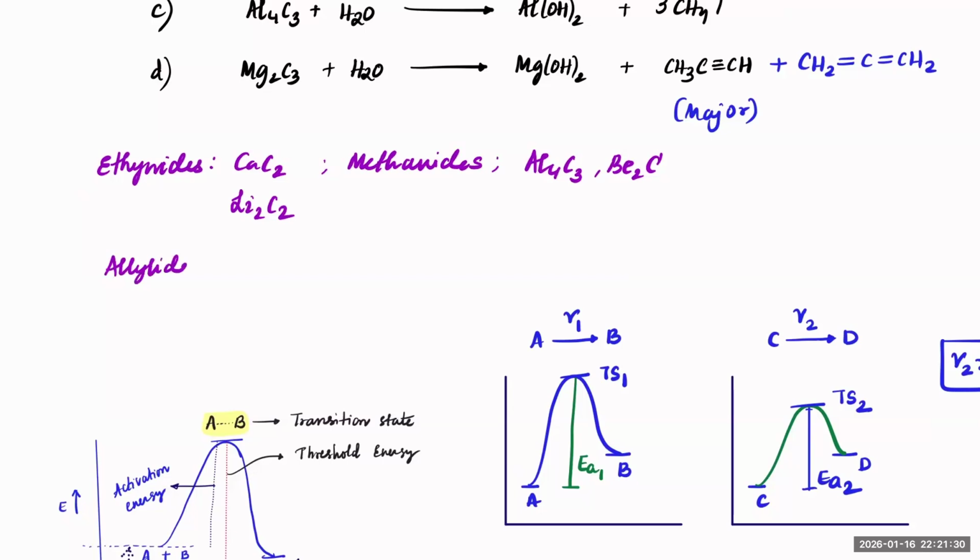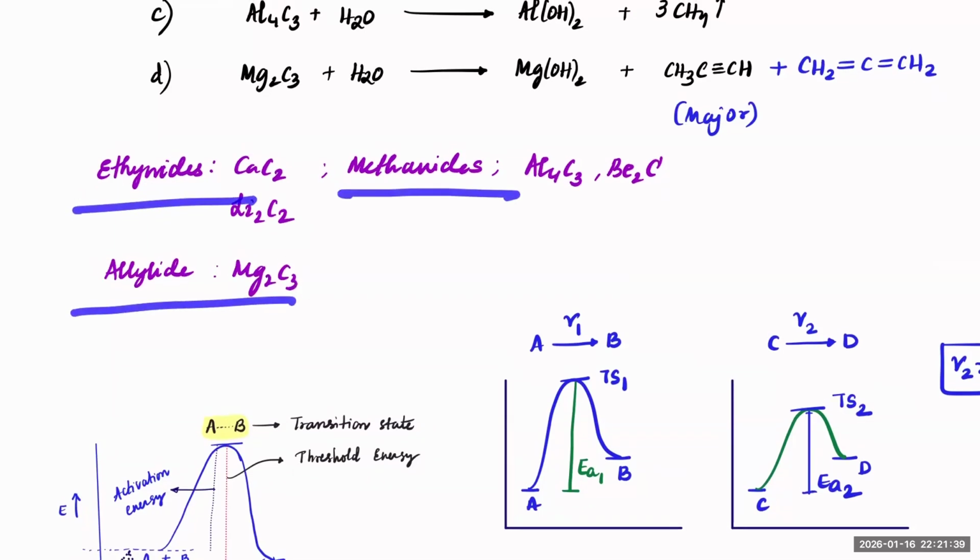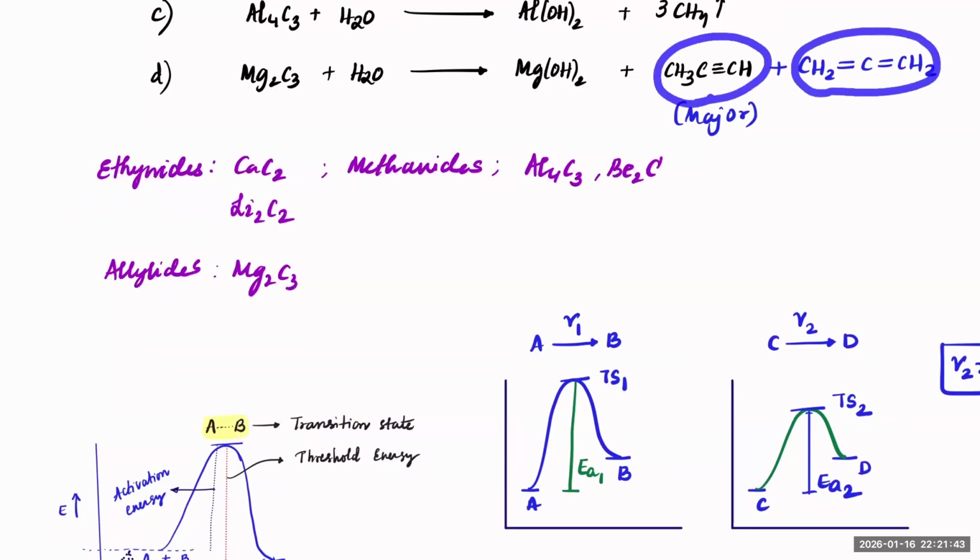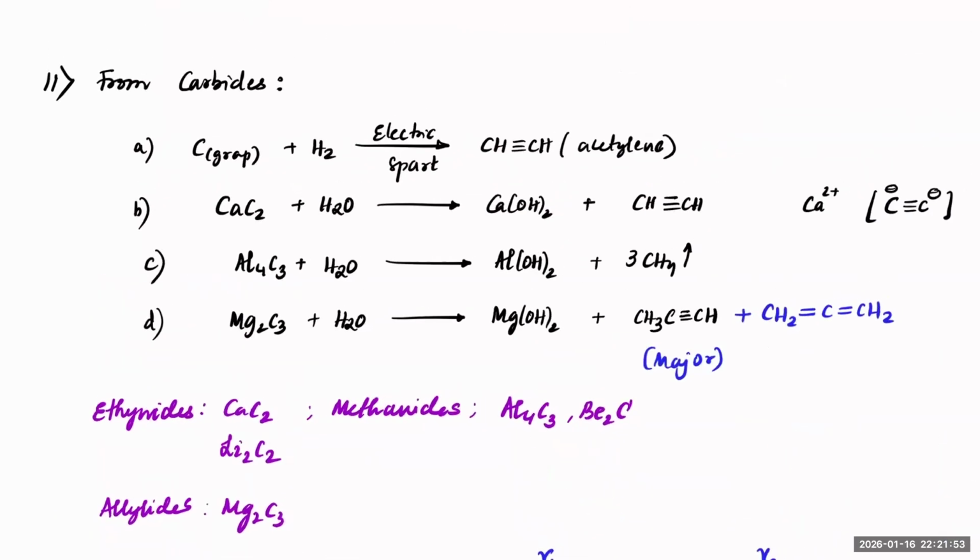allylides, which is Mg2C3. Correct? So remember these words: ethanides, methanides, and allylides. Allylides means you can get this allyl form or a triple bonded propyne group. This is the product which you will get. Clear? So these are the 11 reactions which are there as the preparations of alkanes, everybody. Got it? These are all the preparations of alkanes.